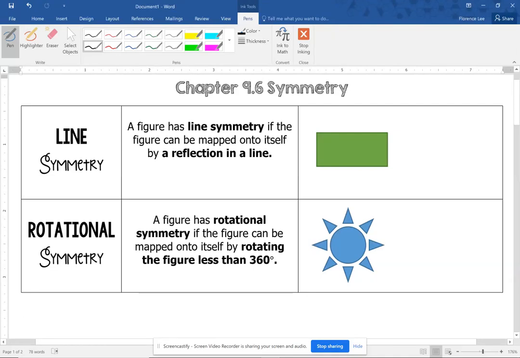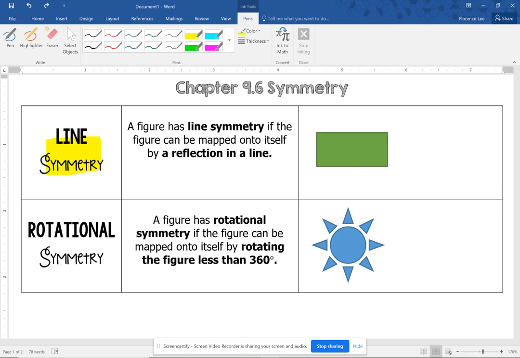Hi guys and gals. Today we are going to be finishing off our section on transformations with a little bit of symmetry. I've got two types of symmetry for you: line symmetry and rotational symmetry. As an elementary school kid, I believe you have heard of symmetry before, right? Especially the type of symmetry you learned would probably be line symmetry.